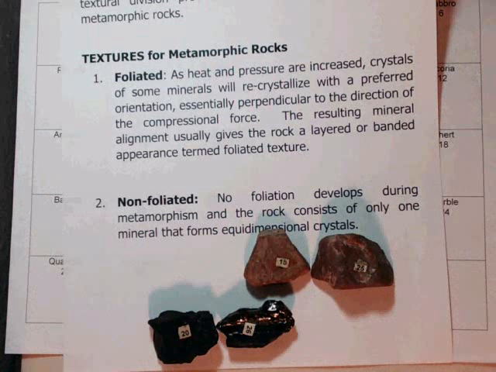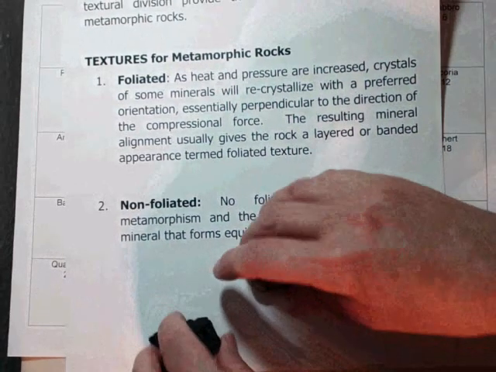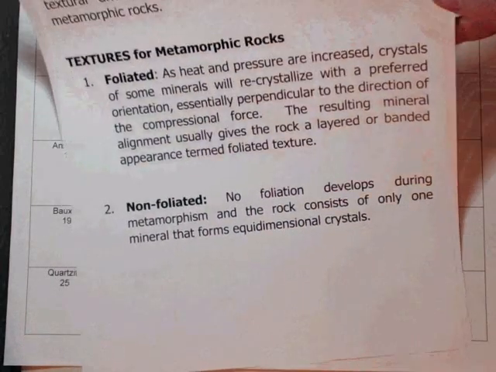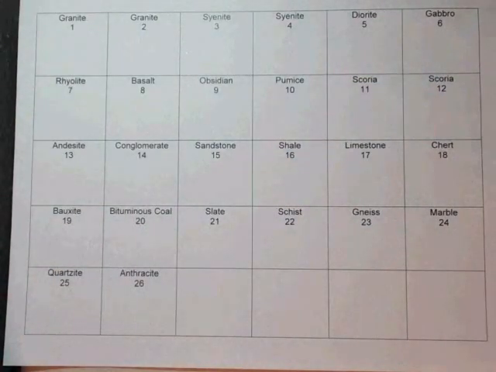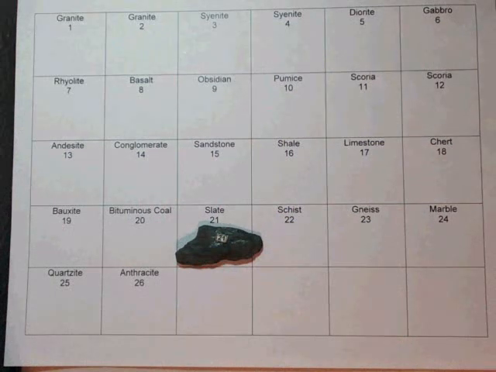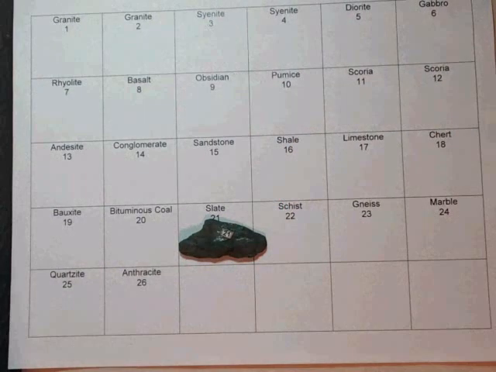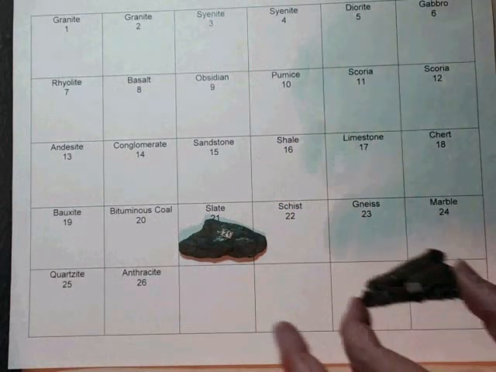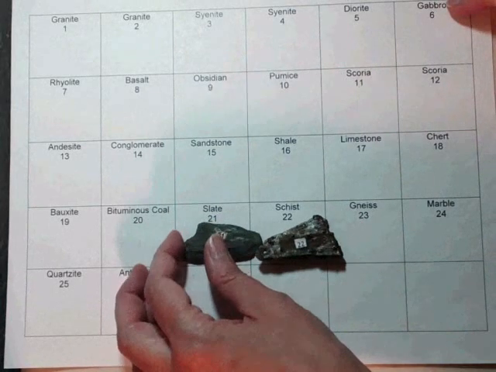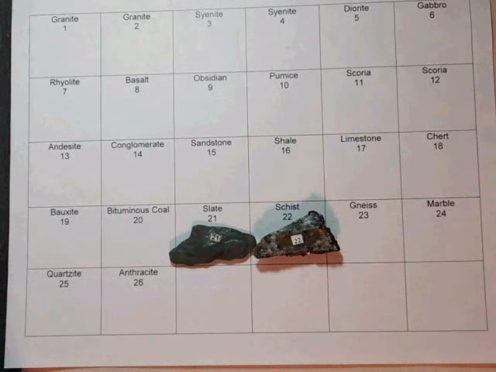Okay, so I do want to put these in little key trays so that you can see those side by side. There is the slate, number 21, and slate does come in a variety of colors, but I will be sticking with this green colored slate in all of our trays and on the test, so that you can easily tell it from the shale, which will all be the black variety of shale.